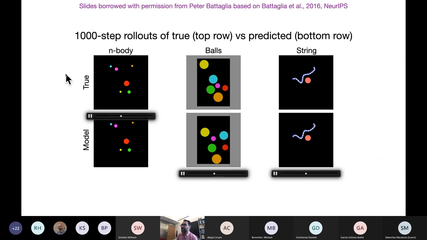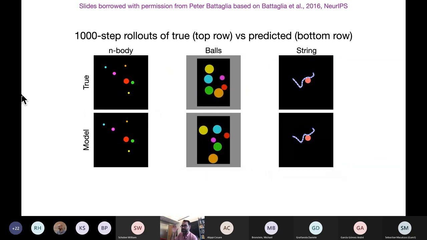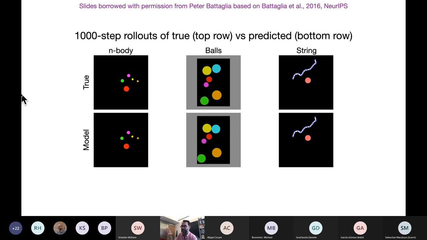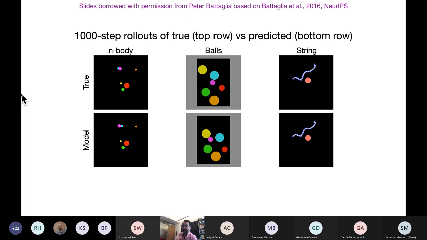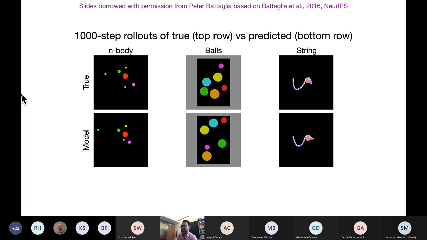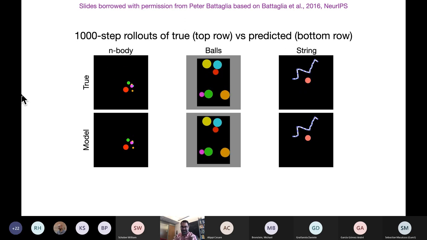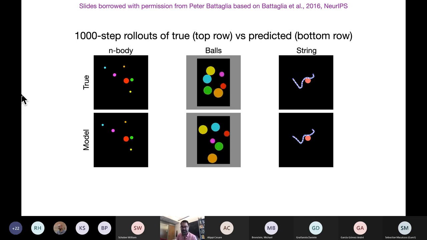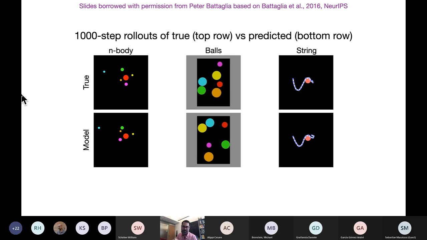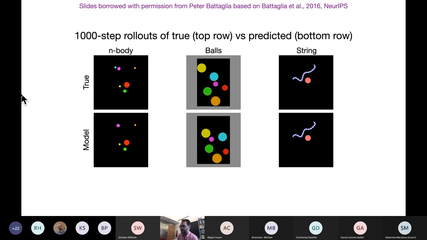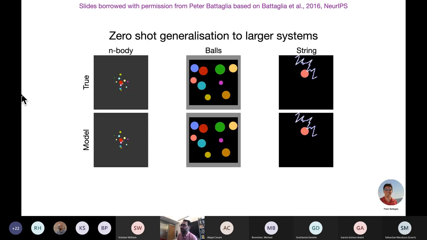Okay, and so here are examples of a 1,000 time step rollout. On the top, you see the ground truth from the simulator. And on the bottom, you see the model after it's been trained, trying to predict the dynamics of the system. And it looks quite good. It's not perfect. Some of these systems are chaotic, so small perturbations might lead to large differences, but for a small time period, the physics that you see from the model looks very plausible. And that's maybe the more important thing than the chaotic dynamics, right?